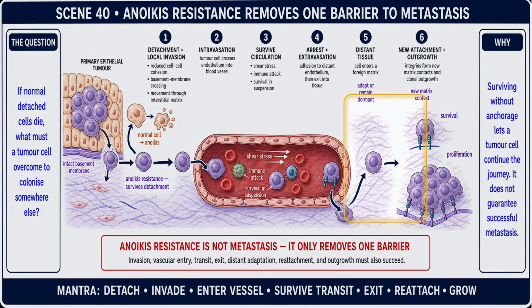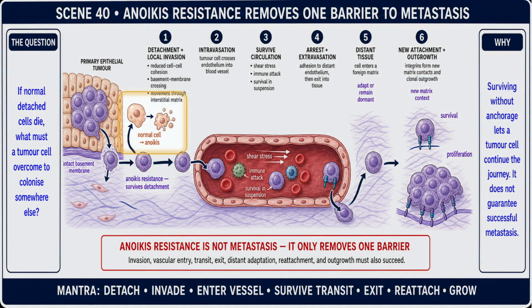Next, the cell must arrest on distant endothelium, extravasate into a new tissue, and survive a foreign biochemical and mechanical environment. Some cells remain dormant. A rare cell adapts, forms new integrin-mediated matrix contacts, receives suitable local survival signals, and begins clonal outgrowth.